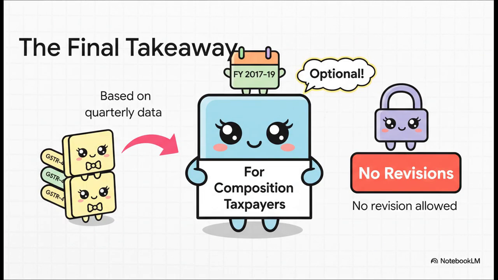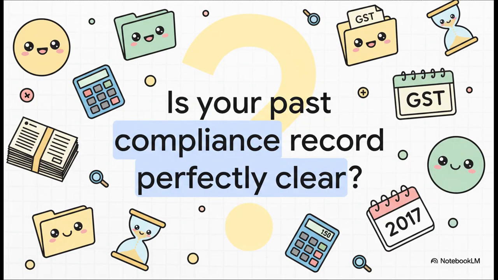So let's just wrap this all up, shall we? GSTR-9A was the annual summary for composition folks, built from their quarterly filings. It was really only a big deal for 2 financial years, and even then it ended up being optional. And most importantly, once you filed it, there were no do-overs. And that leaves us with one last thought. While this particular form might be history, it's a great reminder to look back. Are all your records from those early, chaotic GST years totally in order? Because good compliance is always current, even when the forms themselves are a thing of the past.